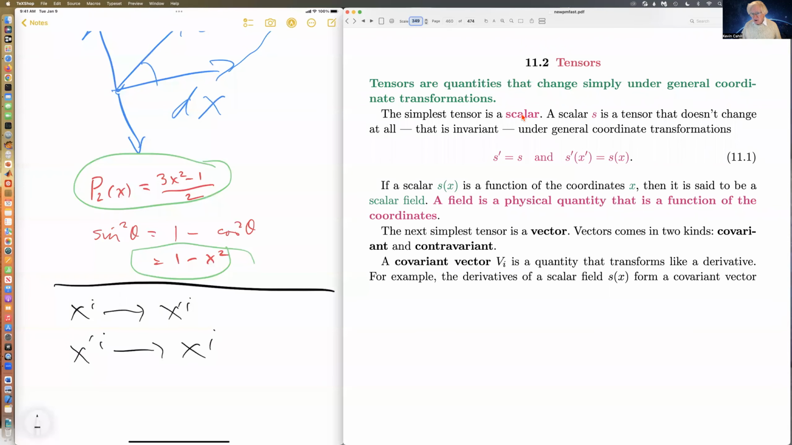The simplest tensor, of course, is a tensor that doesn't change at all, and that's called a scalar. So you change coordinates, s prime is s, and s prime of x prime is just s of x. And the temperature at every point in the room at a given time might be a scalar field. By the way, a field is a physical quantity or a mathematical quantity that is a function of the coordinates. So that's what that term field means.